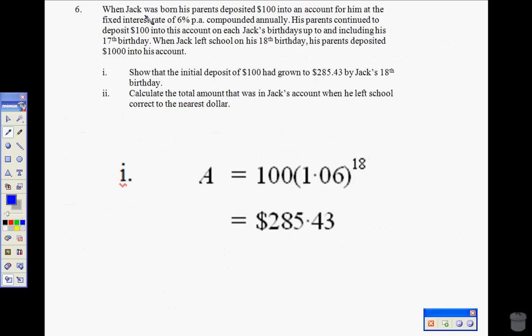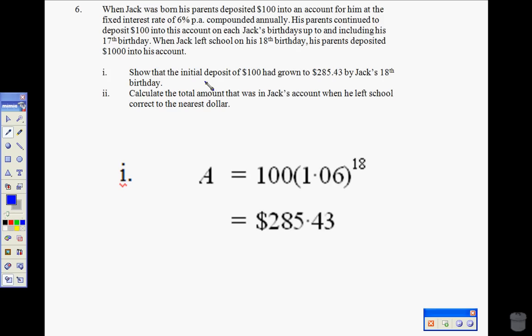In question 6 here, we've got a situation where Jack's born. His parents put $100 into the account at 6% compounded interest, compounded annually. And they keep doing this, up to and including his 17th birthday. So when Jack leaves school on his 18th birthday, they then deposit another $1,000 into his account. Again, just a little bit different. So you've got the annuities, and then right at the end, they're going to put in 1,000. So it's going to pick out people who are trying to put a formula in.